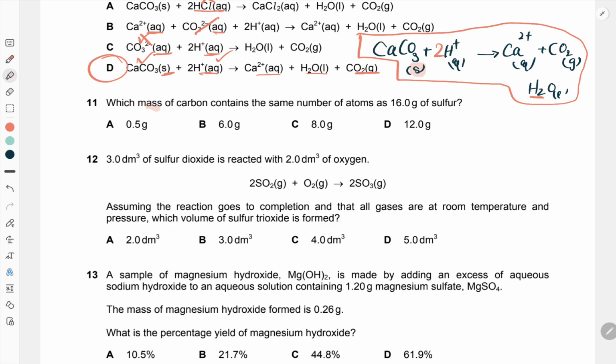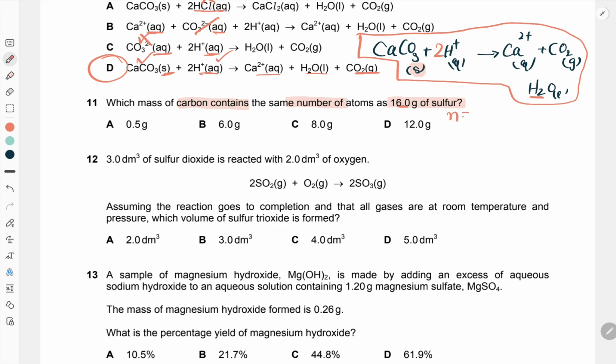Question number 11. Which mass of carbon contains the same number of atoms as 16 gram of sulfur? So we first need to find the moles in 16 gram of sulfur. Then we will see how many moles are present in these A, B, C, D options. So a common answer will be your answer.